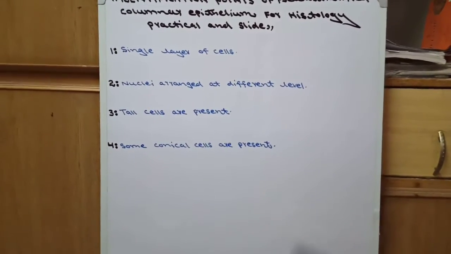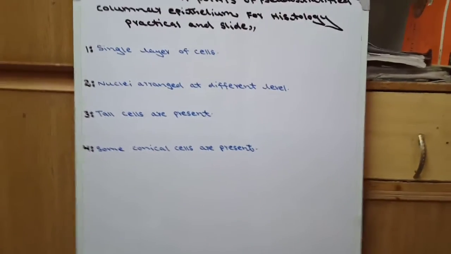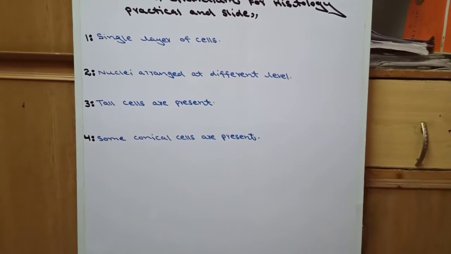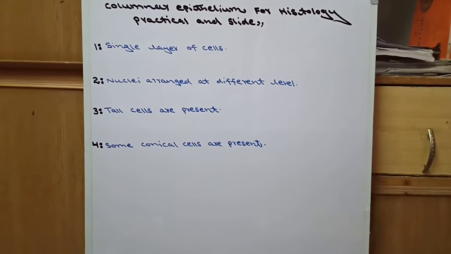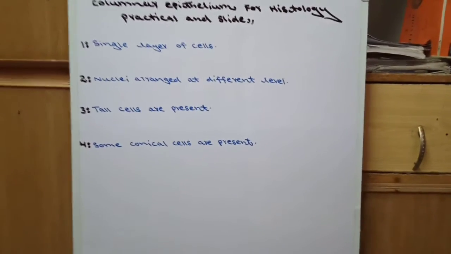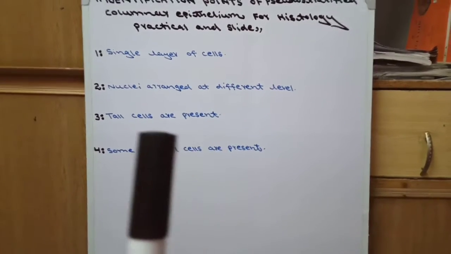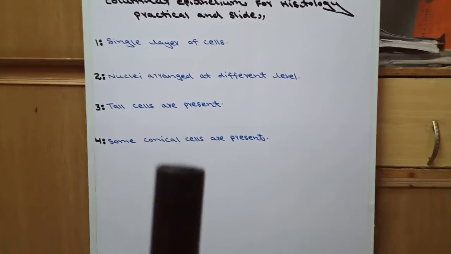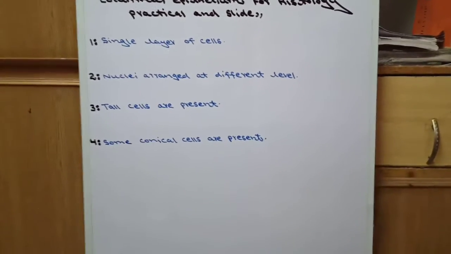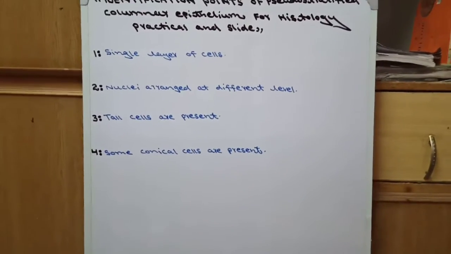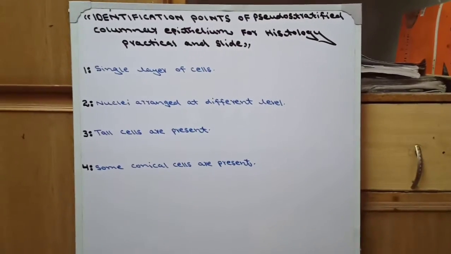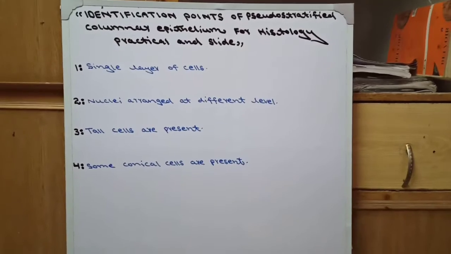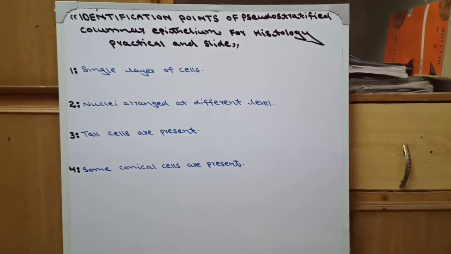Some conical cells are present, meaning cone-shaped cells, which have a narrow apex and broad base. The tall cell nuclei are arranged at the center, in the middle, and some conical small cell nuclei are present toward the base. These are the four identification points of pseudostratified columnar epithelium for histology practical and slide.